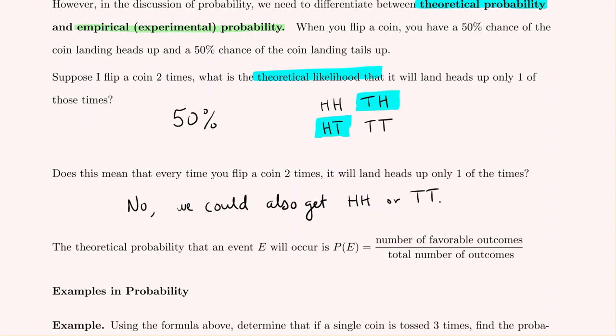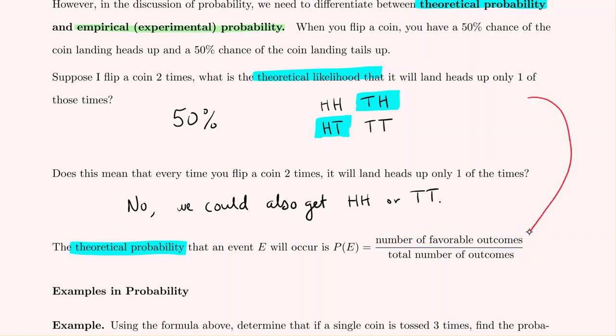So for our class, we will have the formula that the theoretical probability can be found, and it's written the probability P of event E is equal to the number of favorable outcomes, or the number of ways our event could occur, divided by the total number of outcomes.